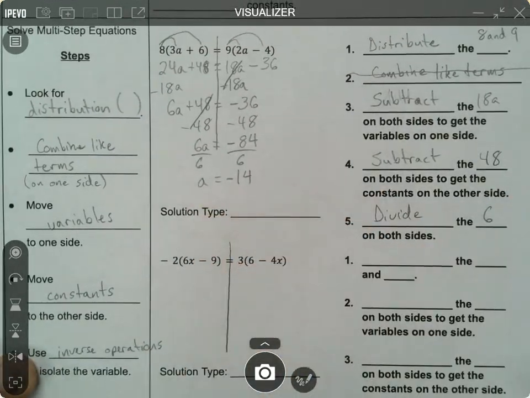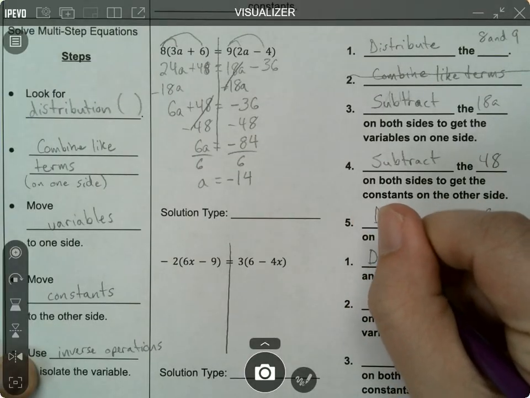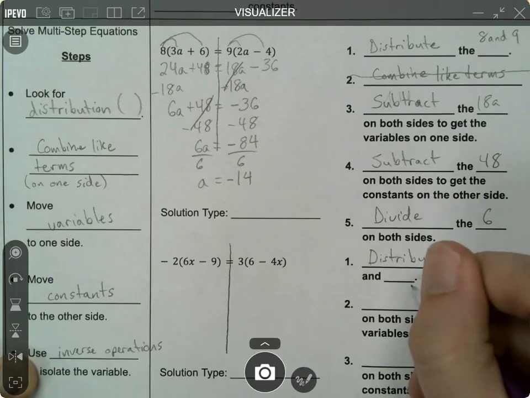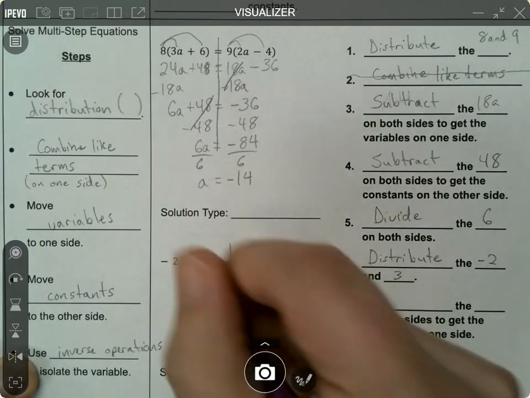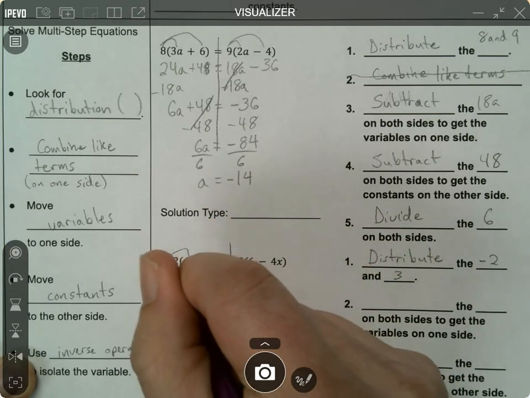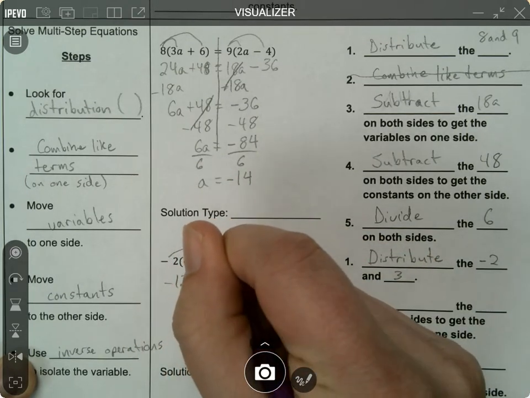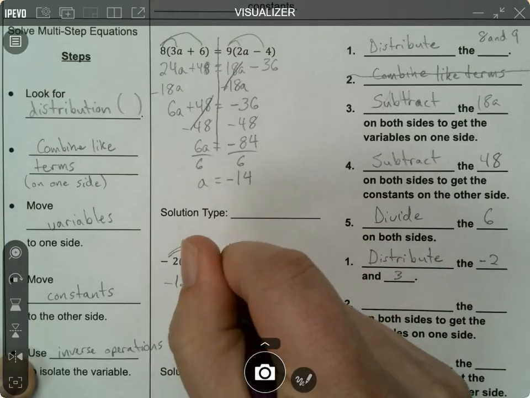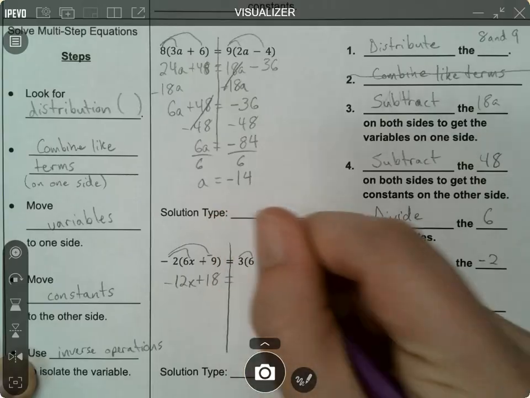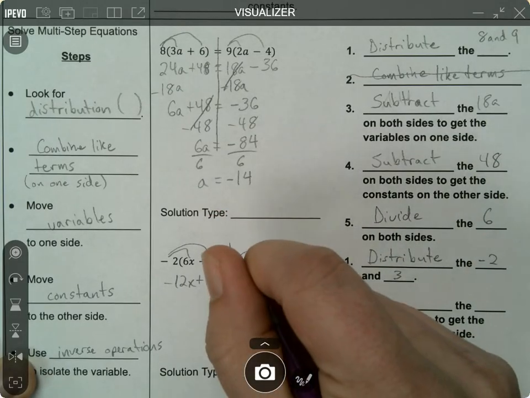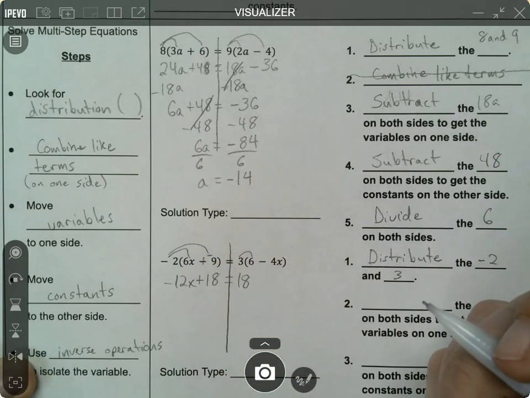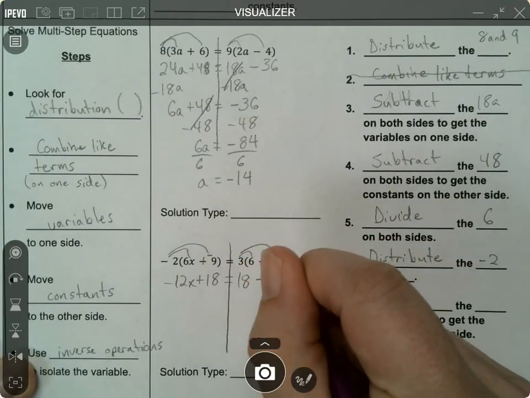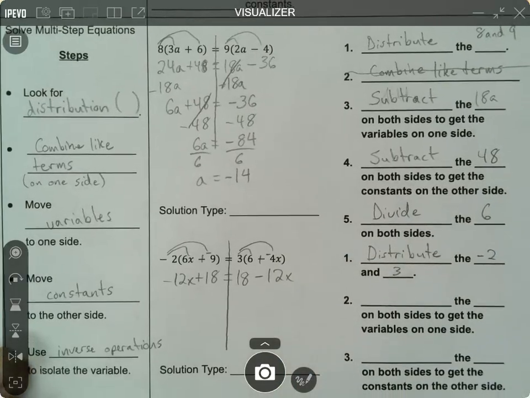Draw your fence. Distribute. Specifically, we're going to distribute the negative 2 and the 3. Negative 2 times 6 is negative 12x. Remember, this is a negative 9. So negative 2 times negative 9 is plus 18 equals 3 times 6, which is 18. And this is a negative 4, so 3 times negative 4 is minus 12x.